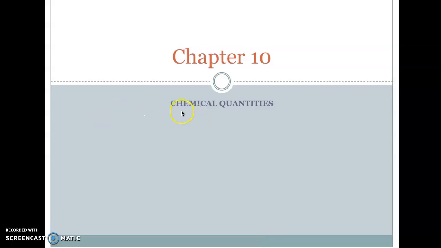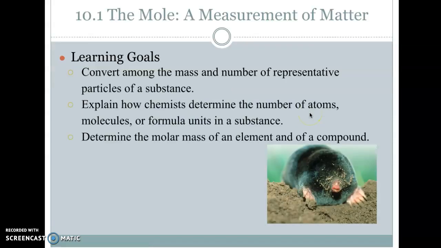So chapter 10 is on chemical quantities, and the learning goals for section 10.1: we want to convert among the mass and number of representative particles of a substance. This first learning goal will be covered in the next section of notes, but we're going to look at these next two today. We're going to explain how chemists determine the number of atoms, molecules, or formula units in a substance, and determine the molar mass of an element and of a compound.